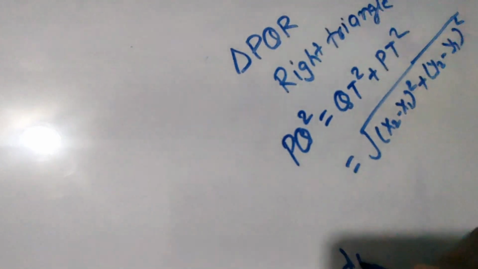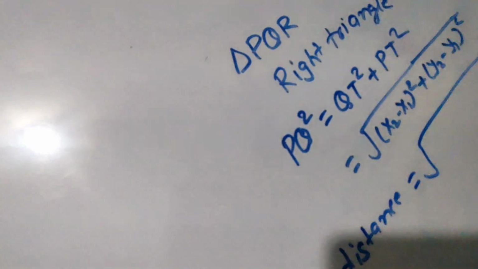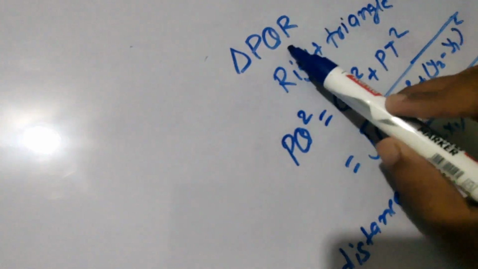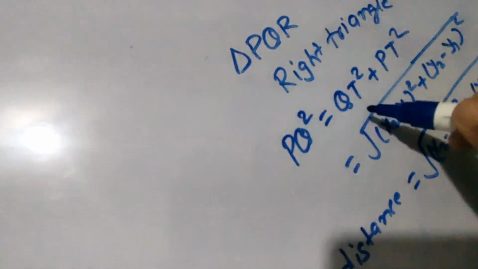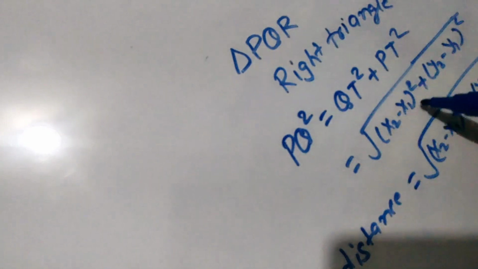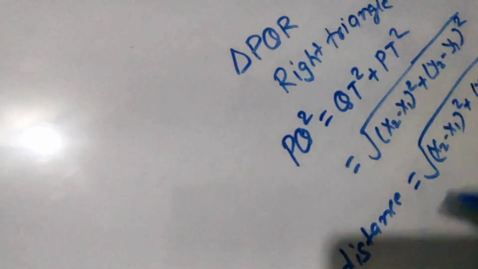The distance formula is distance equals under root (x2 minus x1) square plus (y2 minus y1) square. Triangle PQR is right angled. Then hypotenuse square equals perpendicular square plus base square. The QT value is (x2 minus x1) square plus (y2 minus y1) square, then distance equals the root of it.